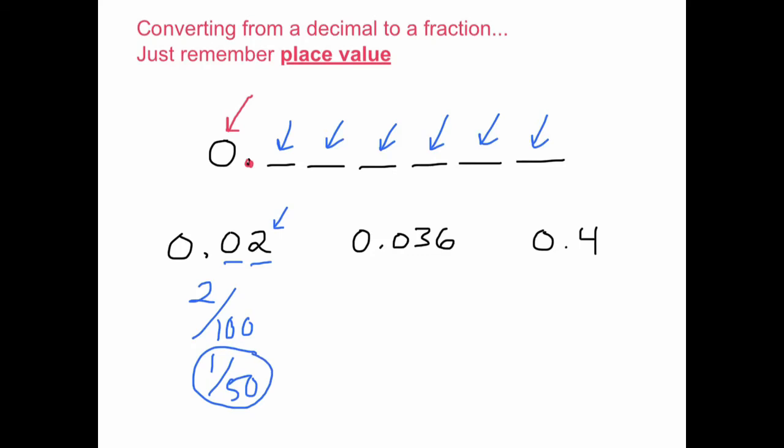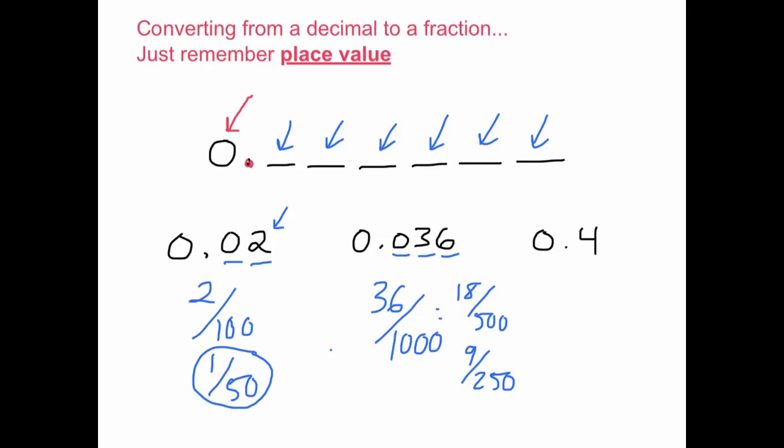Take a look at 0.036. What place is the 6 in? If I count over tenths, hundredths, thousandths, the 6 is in the thousandths place. So it is 36 thousandths, which can be reduced. I can divide it by 2 and get 18 500ths. I can divide it by 2 again and get 9 250ths. I could probably keep reducing it too if I wanted to, but I'm going to stop there.